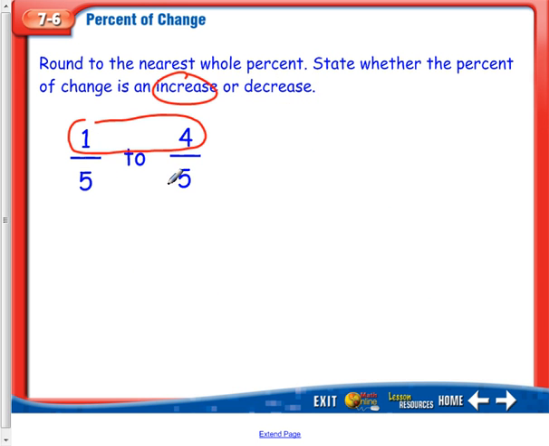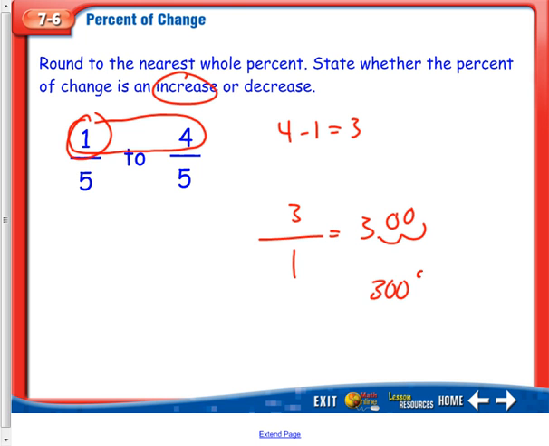We do have a common denominator, so let's find the change. 4 minus 1 is 3. Okay, so I'm going to put 3 on top. Now, what was the original? Well, it started at a 1. So let's put it 3 over 1. Well, 3 over 1 is 3. Now, you got to move it 2 places to the right. So we're going to have 300% increase. And that makes sense because you started with 1/5, now you get 4/5.